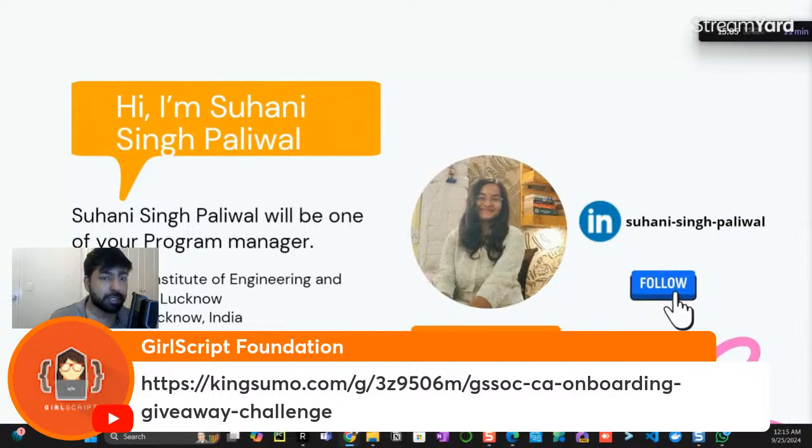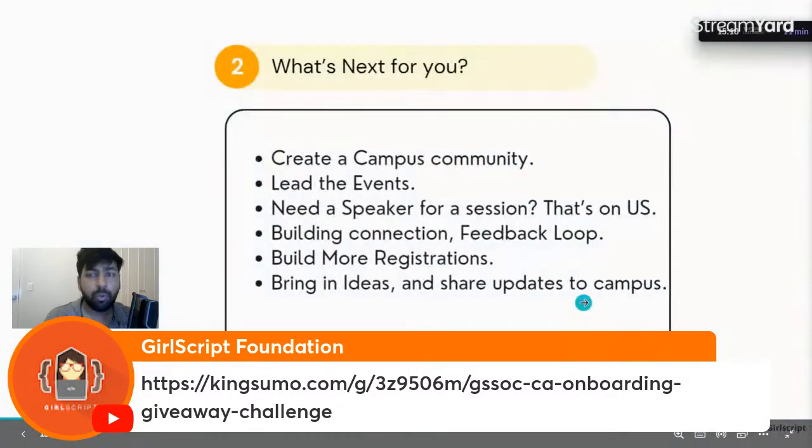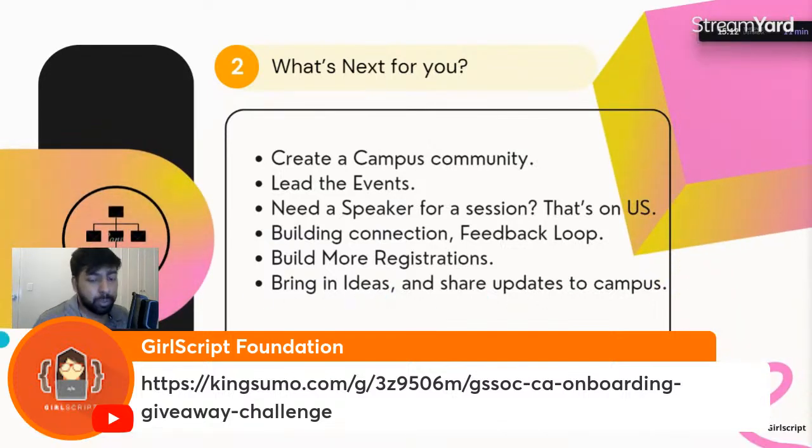All right, so we are over here. So what's next for you? What you will be doing is creating a campus community, and the campus community is not just limited to your campus. You can bring some ideas, and if you already have another club or community which you are handling, you can use that community. All you're doing is teaching people about open source and training them to do their first commit on GitHub.